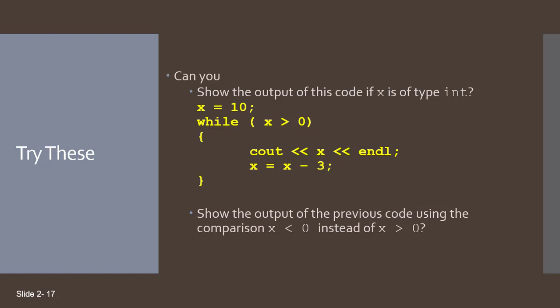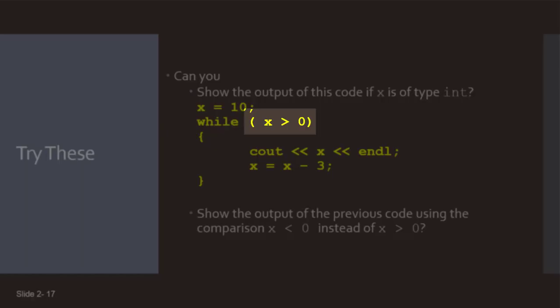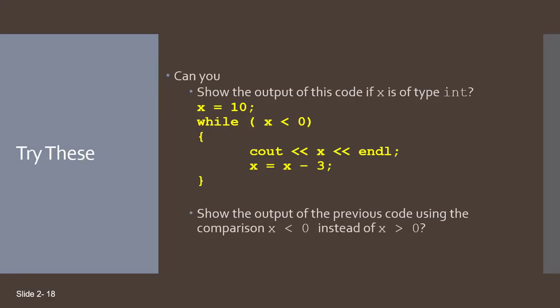But what if we changed x greater than 0 to something like, as long as x is less than 0? I just flip those. Now what happens? X is set to 10 to begin, and we get to the while loop, and it says as long as 10 is less than 0, well, 10 is not less than 0. That condition is false from the start. If the condition in the while loop is false, you don't enter the loop. What happens if you're not allowed into the loop? Then you skip the whole thing and you go on to whatever statement comes after it in the program. And that's how while loops work.